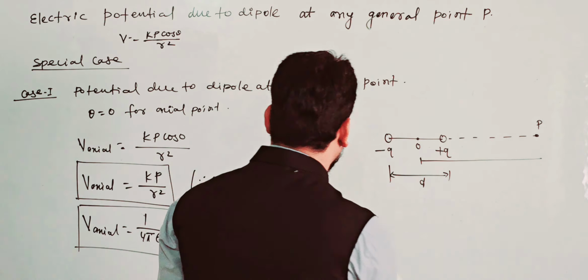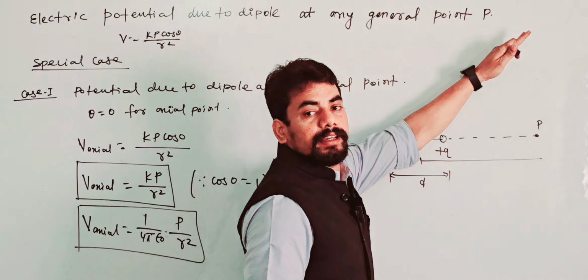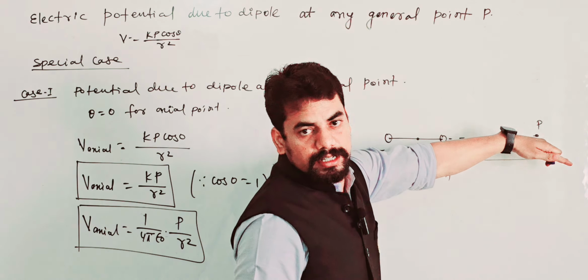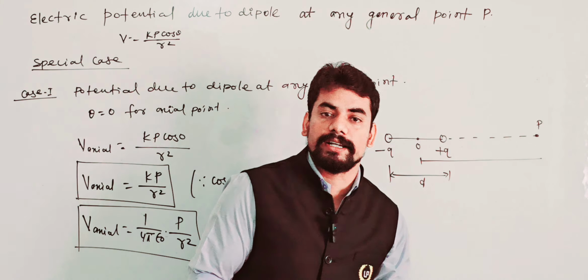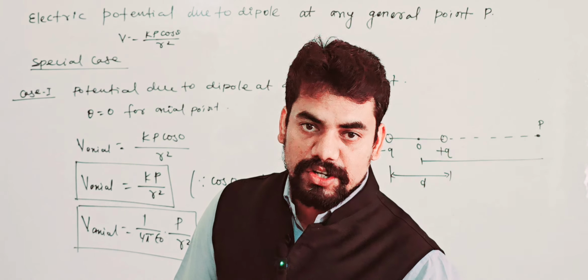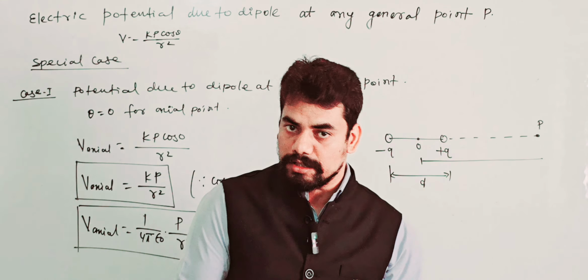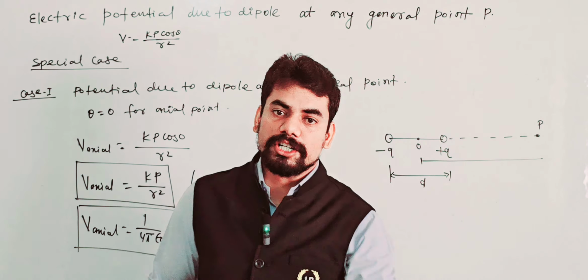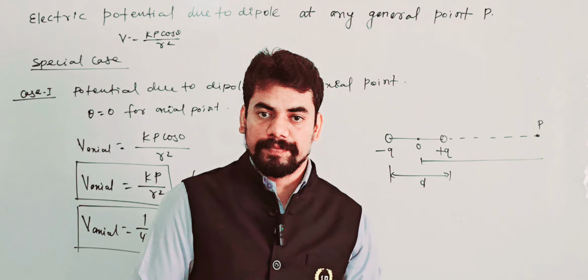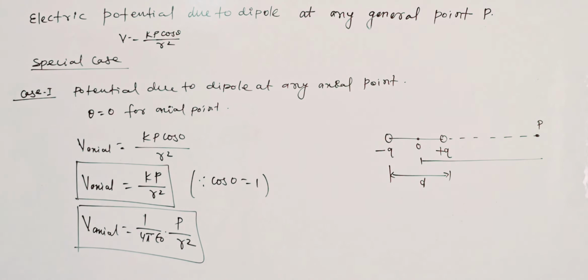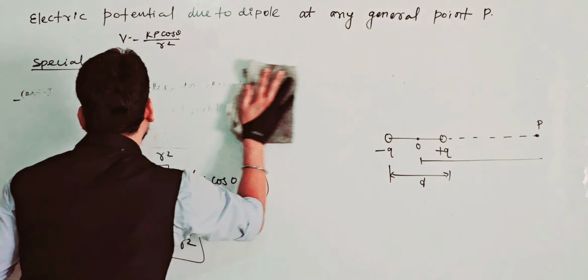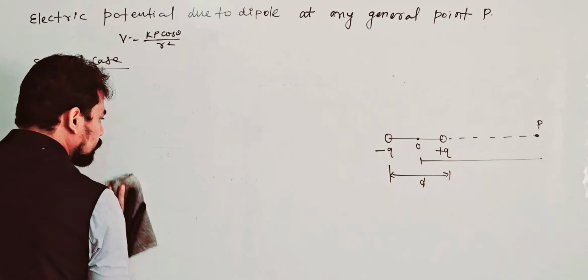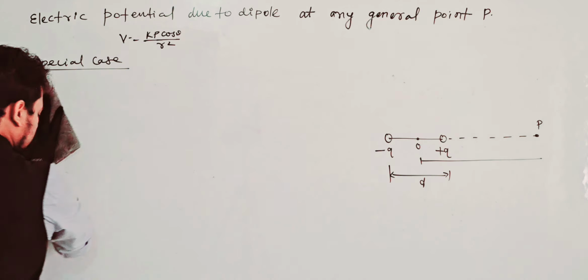You can check over here at the general point: if you reduce theta to 0, it becomes an axial point. If you increase theta to 90, it becomes an equatorial point. For an equatorial point, the angle with the dipole moment becomes 90 degrees, so cos 90 is 0. So the potential at any equatorial point due to a dipole is always 0. Get it? Now you can pause and write this down. Next, what we can see.